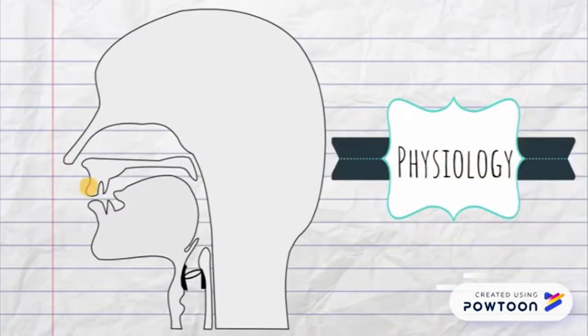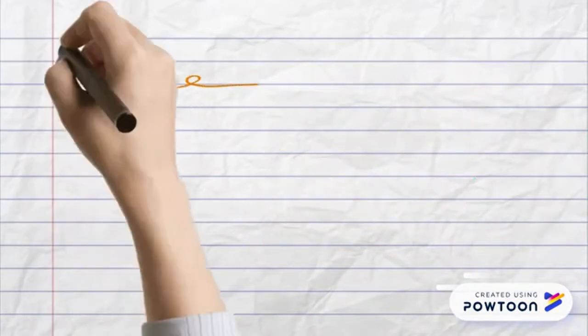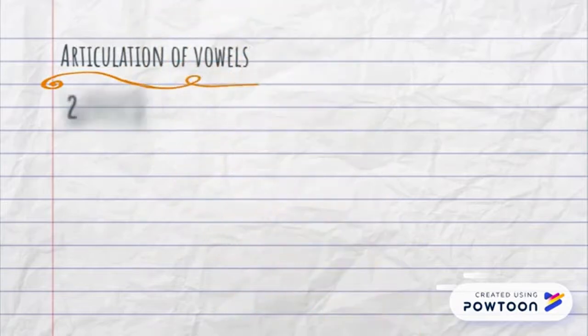On the physiology, we have the upper lip, nasal cavity, upper teeth, alveolar ridge, soft palate, hard palate, uvula, pharynx, tongue, glottis, larynx, lower teeth, and lower lip. We're now going to discuss the articulation of phonemes. In the articulation of vowels, there are two aspects to take into account.